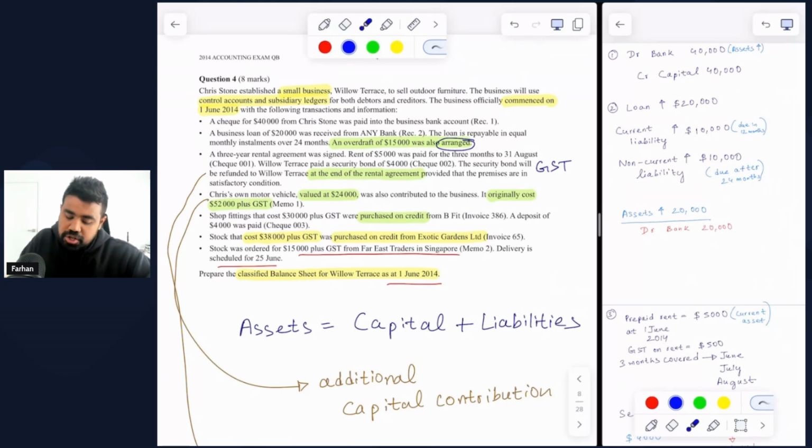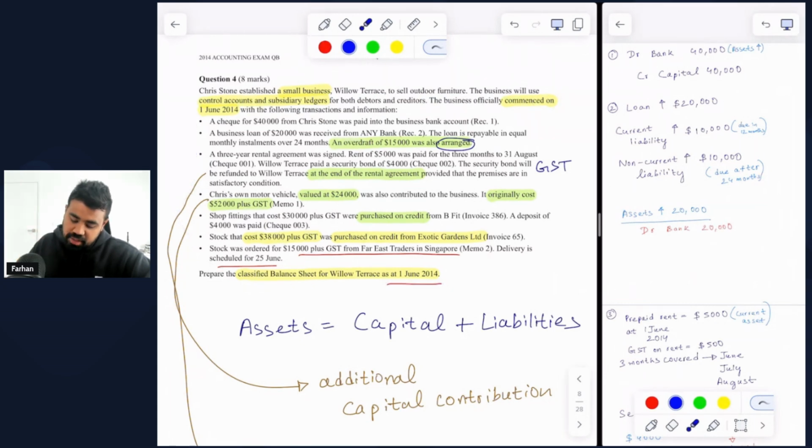Chris Stone established a small business, Willow Terrace, to sell outdoor furniture. The business will use control accounts and subsidiary ledgers for both debtors and creditors. The business officially commenced on 1 June 2014 with the following transactions and information. So we are given a list of transactions that you need to incorporate in your workings and prepare the classified balance sheet as at 1 June 2014.